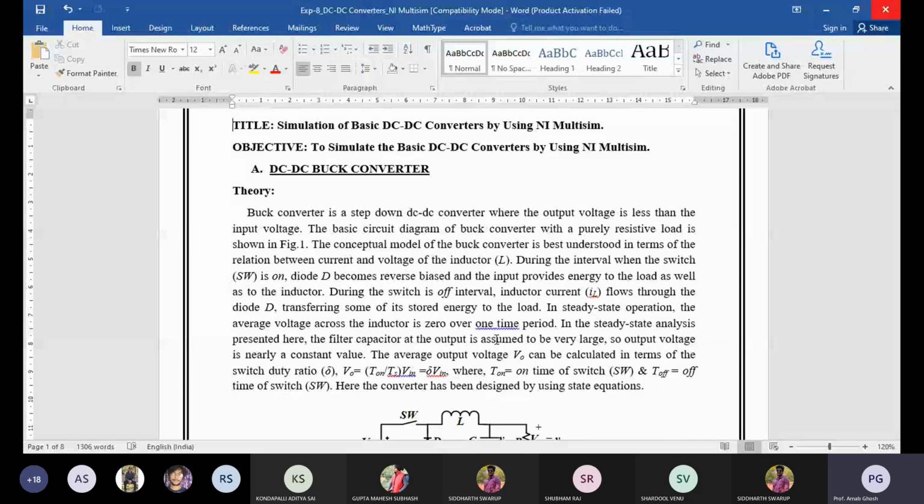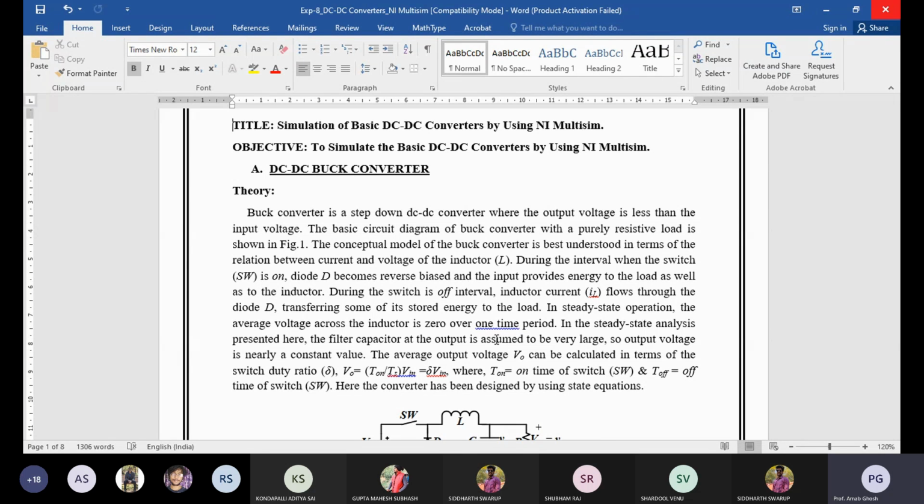Right now we are in experiment number 7. In experiment number 7 today we are going to discuss the simulations of the basic DC-DC converter by using Multisim. That is your experiment number 7. All of you just note it down. And here the basic objective of this study is to simulate the very commonly used DC-DC converters.